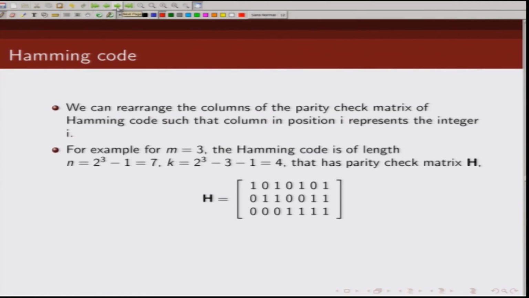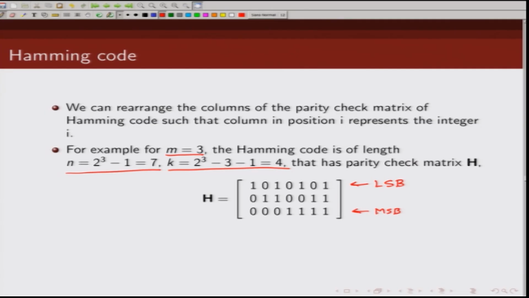So, as we said, the parity check matrix of Hamming code consists of all non-zero m-tuples. So, we will arrange them in such a way that the ith column represents the ith number. Now, what do I mean by that? So, let us go back to our same example, m equal to 3. So, in this case n is equal to 7, and k is equal to 4. Now, note the way I have arranged this. So, this is my MSB and this is my LSB, the most significant bit and the least significant bit.